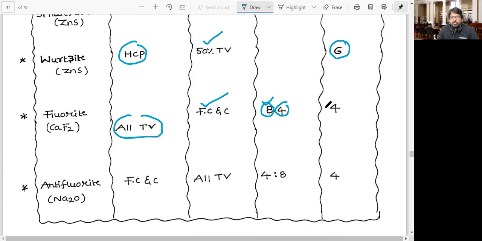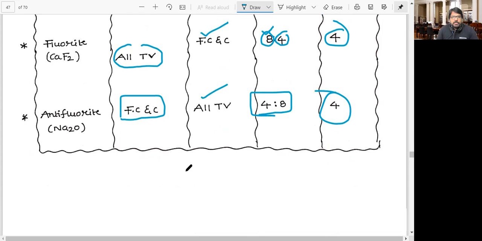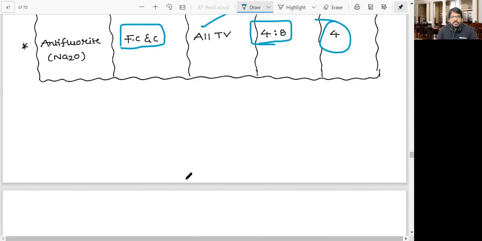And here there are 4 ionic pairs. And antifluorite structure: here anion is forming the lattice, that is the FCC lattice, and cations occupy all tetrahedral voids. The type of packing is 4:8, and there are also 4 pairs. In previous videos, with the help of diagrams, we studied everything clearly, but before going to the numericals, I just wanted to remind the positions of various ionic solids.